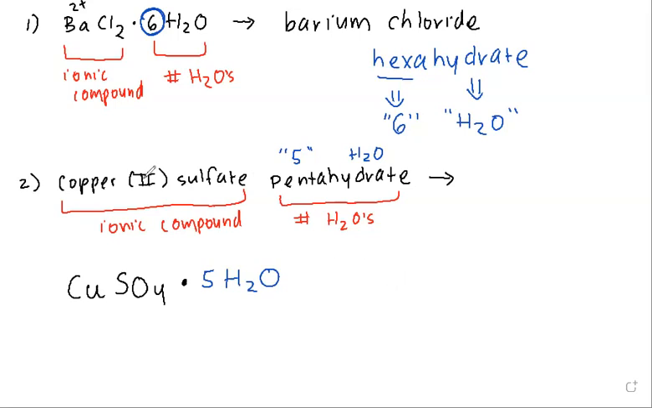It's pretty cool, right? It's like a big, long chemistry name, which before today might have looked a little scary or you didn't know what it means. And now you can dissect it little by little to write the formula for the ionic compound part, copper 2 sulfate. And pentahydrate means that that copper 2 sulfate has 5 molecules of water associated with each one formula unit of the ionic compound.